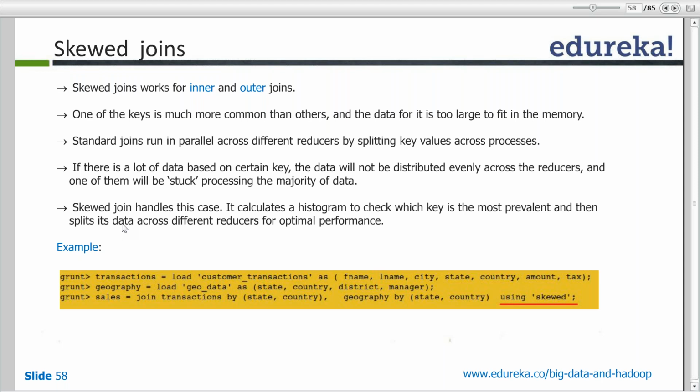Right? Now how does skew join handle these cases? It calculates a histogram to check which key is most prevalent and then splits its data across different reducers for optimal performance. So though the key is common, still it will use multiple reducers for that, and for that it calculates a histogram. How do you specify to use a skew join? You have to specify 'using skewed' after the join syntax.